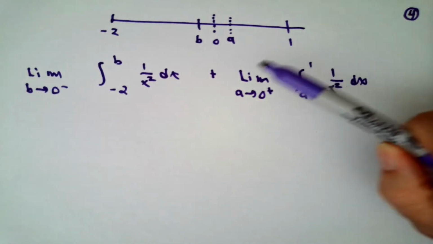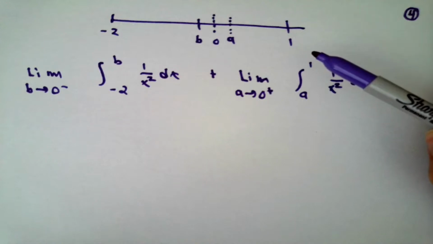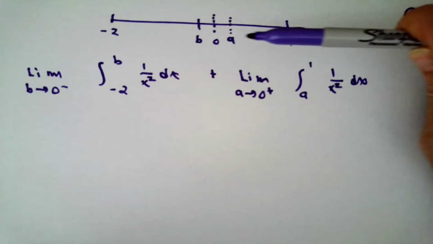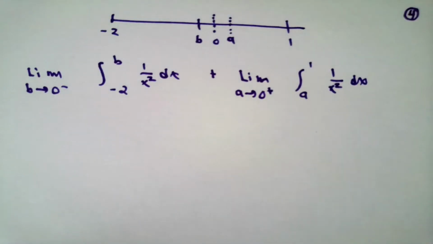I will integrate from a to 1, where a is some positive number close to 0, and then I'll take the limit as a approaches 0 from the other side. In the limit, the only number that gets excluded is x equals 0. If both of these limits of integrals converge to actual real numbers, then we'll say that that's the value of the integral. If even one of them doesn't, then we say that the improper integral doesn't converge, doesn't exist, diverges, language like that.